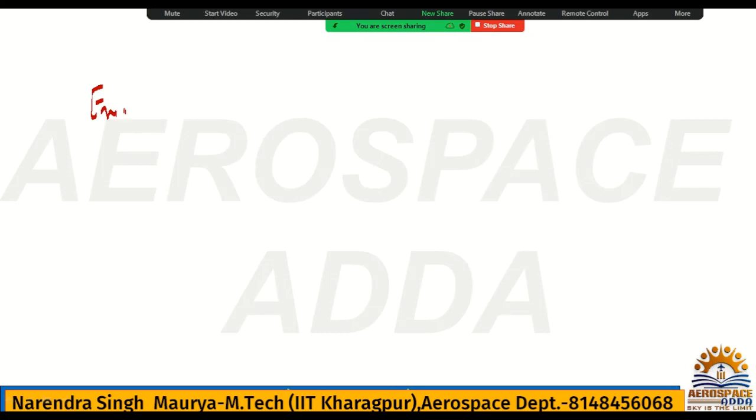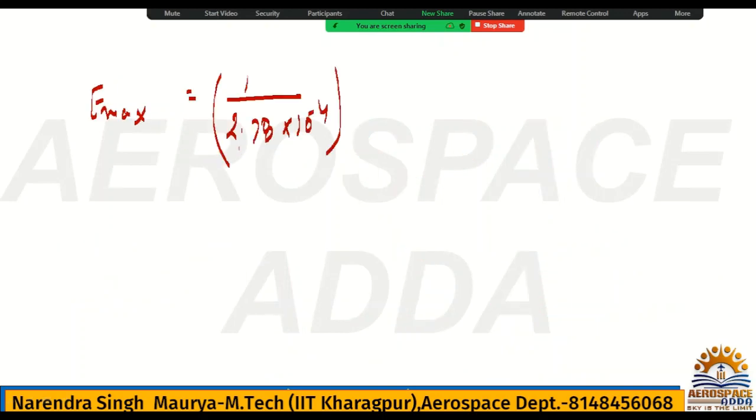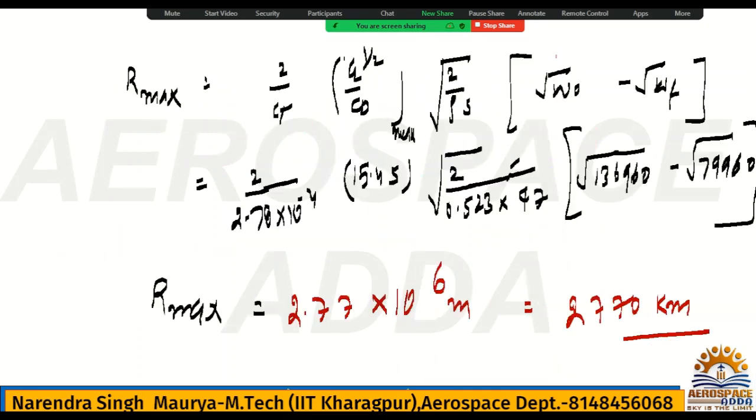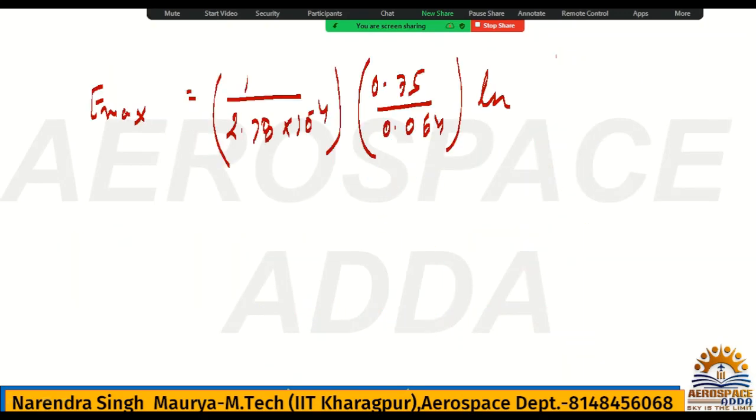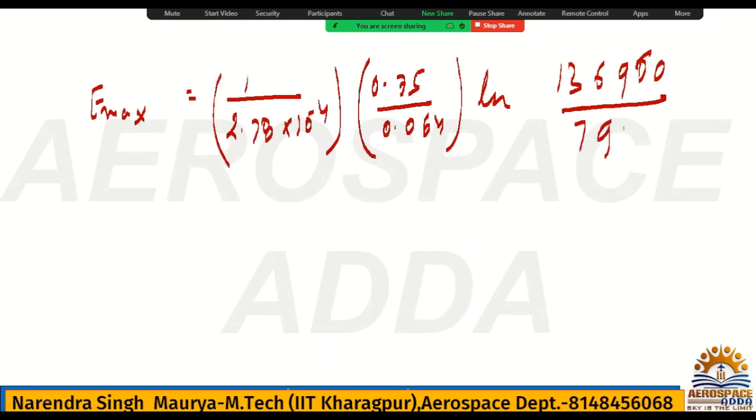All the data is in front of you now. 1 upon CT. What was the CT? Check. It was 2.78 into 10 to the power minus 4. Now, CL by CD you got. CL is nothing but 0.75, divided by 0.064. In the formula, ln W naught by W. W naught was the initial weight. What was the initial weight? 136960, and the final weight 79960. Okay. Now go for the calculation.